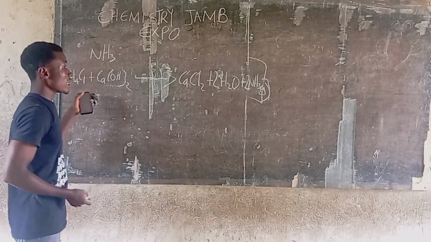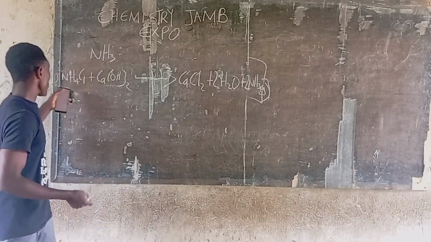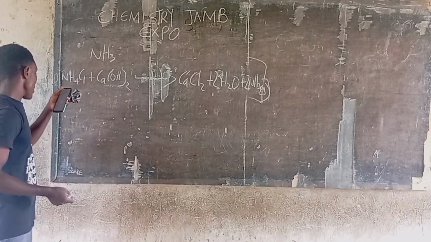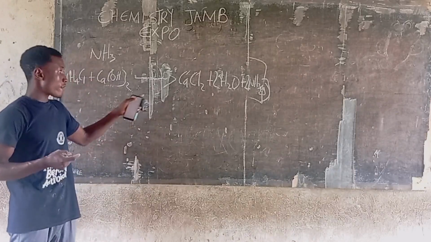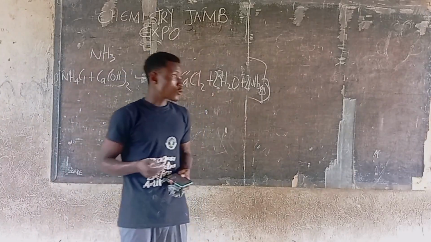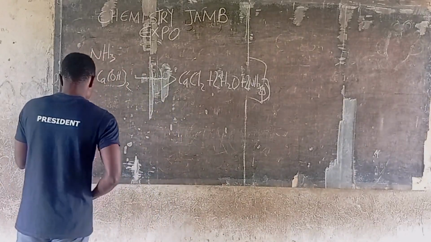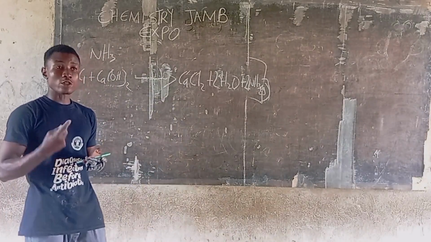So this is simply the laboratory preparation of ammonia, where you heat an ammonium salt with an alkali, giving calcium chloride plus 2 molecules of water plus 2 molecules of ammonia gas. Then the industrial preparation of ammonia is what is known as the Haber process.